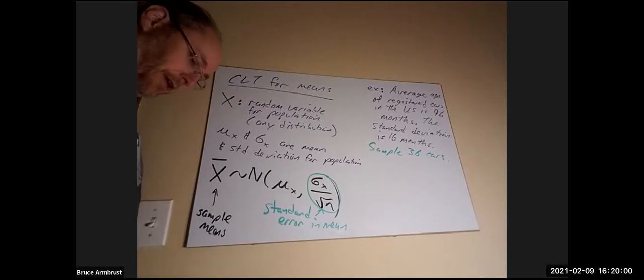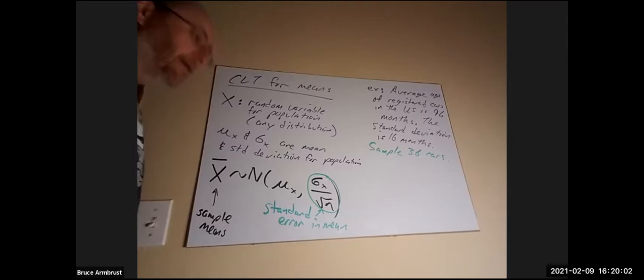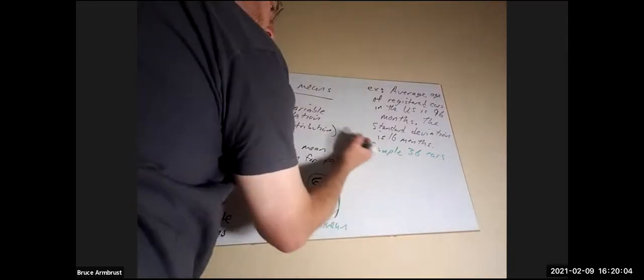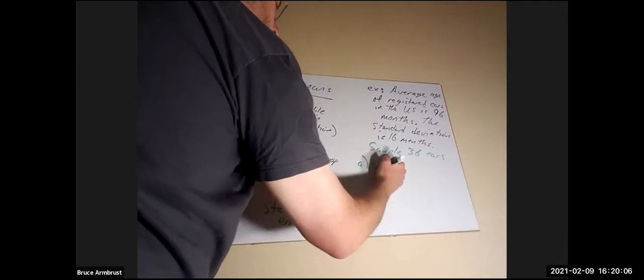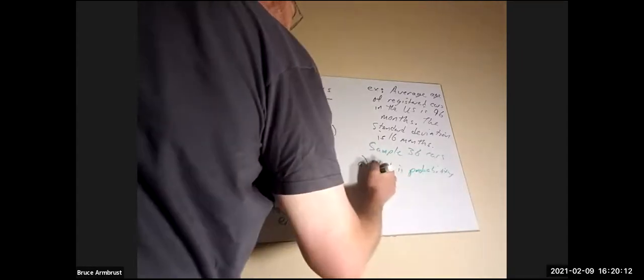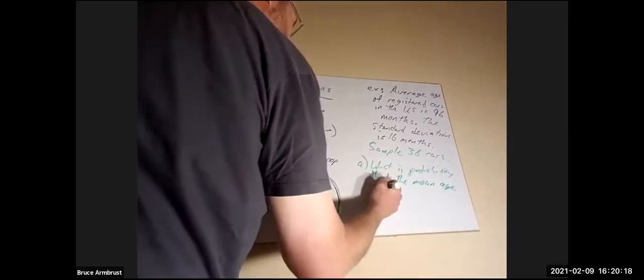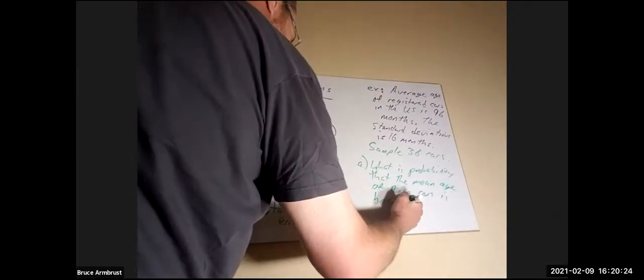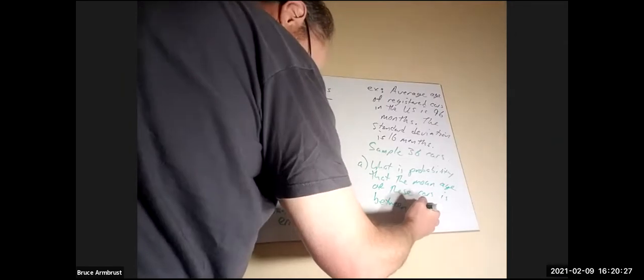And so here's the first question: what's the probability that the mean age of these cars is between 90 and 100 months?